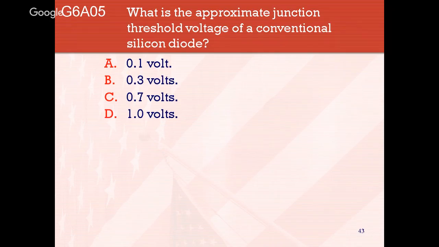And if you get into a silicon diode, it's a little bit different. So the approximate junction threshold voltage of a conventional silicon diode is about 0.7 volts. Your answer is C.